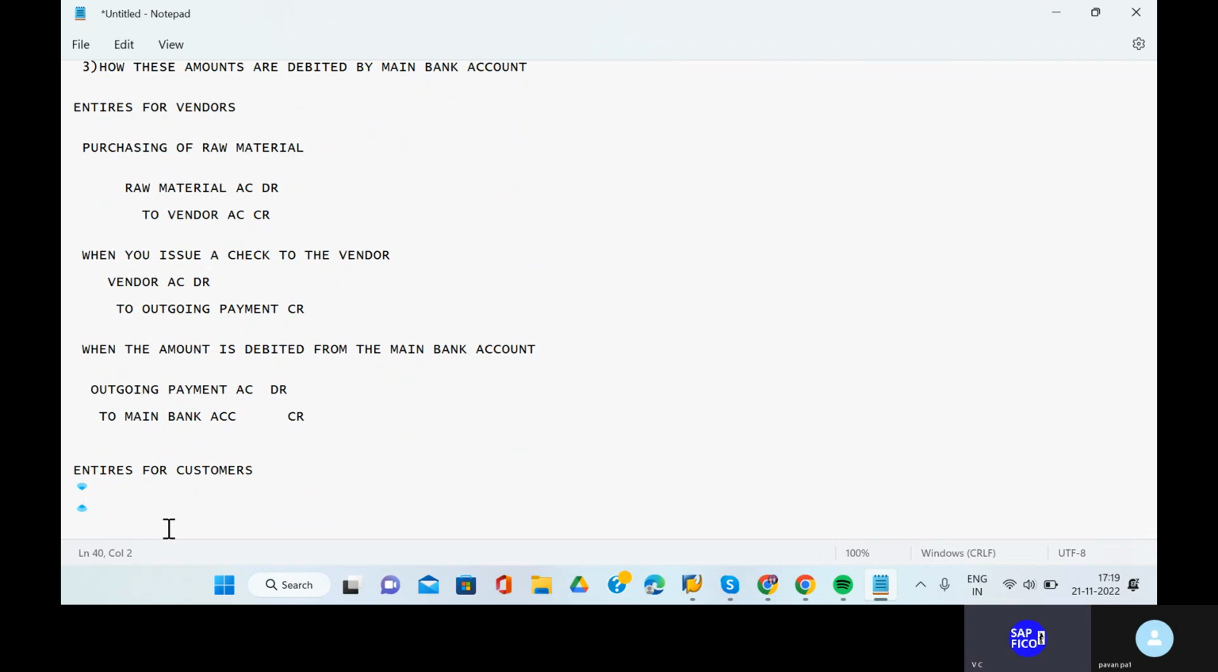But when it comes to the customer, when you receive the receipt from the customer against the bill, what is the exact thing? Billing to the customer is very important, right? Write down the point. When you sell the material to the customer, the billing entry is customer account debtor to the sales account creditor, right?